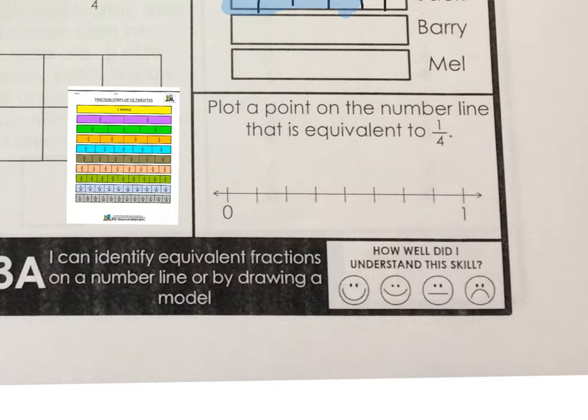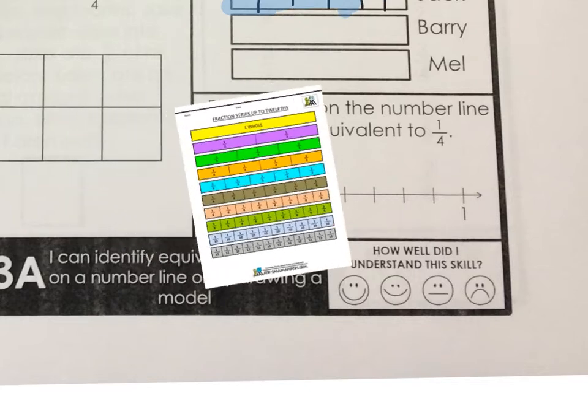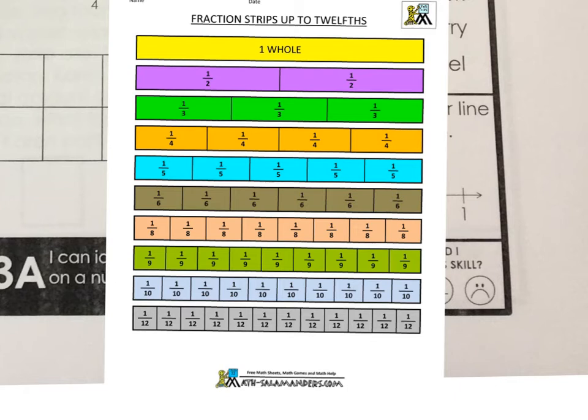Next one says, plot a point on the number line that is equivalent to 1/4. So again, you're going to count how many times you divided this number line up equally. So here's 1, 2, 3, 6, 7, 8. 8's going to be your what? Then I would go here, and I would say, okay, here's a fourth. Here, is it 1/4? Is that right? Hold on a minute.